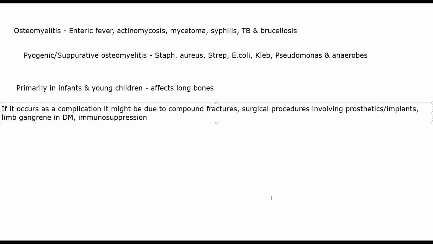Okay, I'll draw that sequence as a flow chart. If you want, you can copy it down. In any case, pathologic changes.